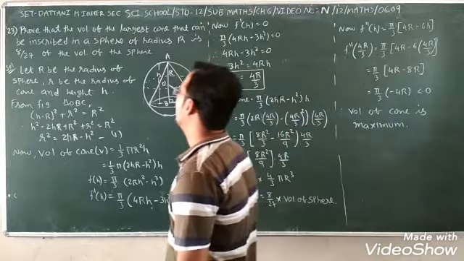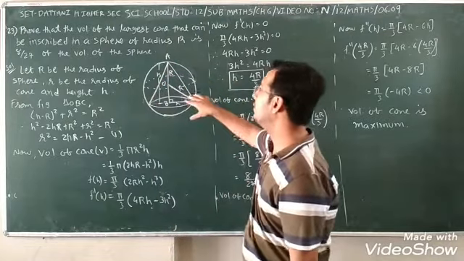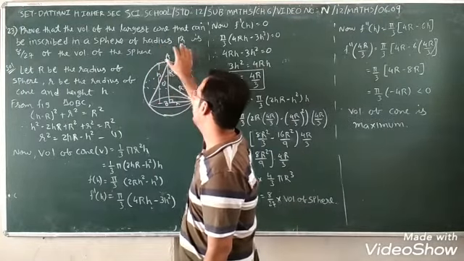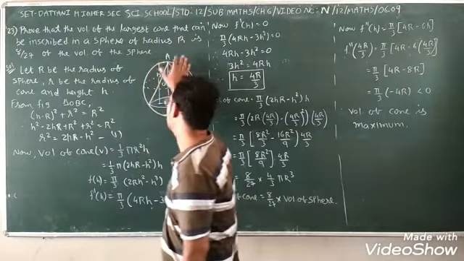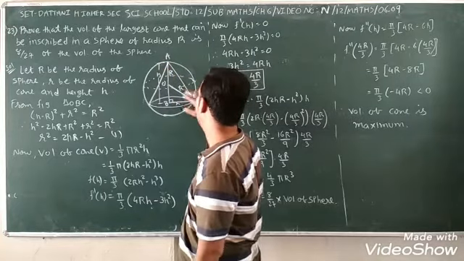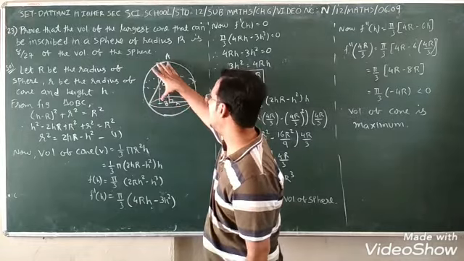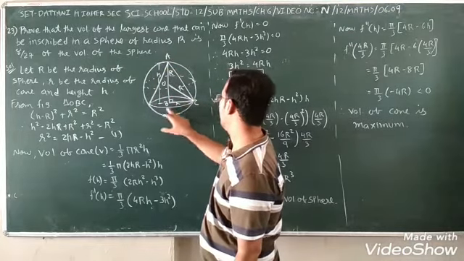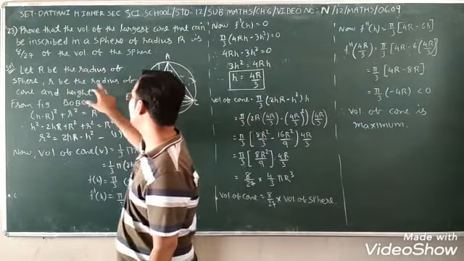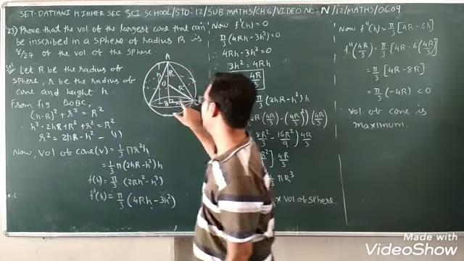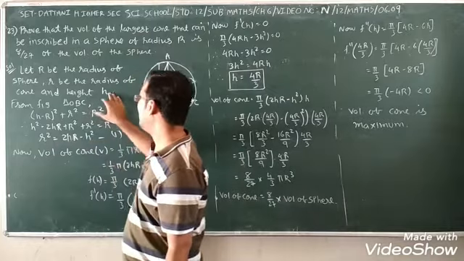Sum number 23. Prove that the volume of the largest cone that can be inscribed in a sphere of radius capital R is 8 by 27 of the volume of the sphere. So that is a circle, there is a cone, and in that there is a center point. Let R be the radius of the sphere and small r the radius of the cone, with height h.